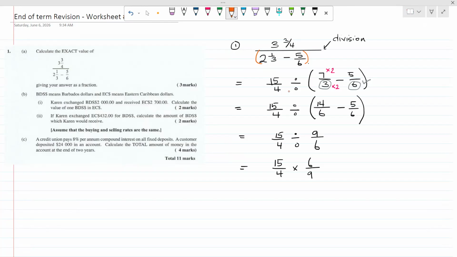Now I will decide to cancel. So I can cancel 4 and 6. 2 could go into both 4 and 6. So I'll get 2 here and 3 here. And I could use 3 here. 3 could go into 15 5 times, and 3 could go into 9 3 times. Now that I've done that, we could cancel one more time here. We could only cancel top and bottoms, not across. These 3's here could cancel off. I get 1, 1. That's going to leave me with 5 over 2, or we could write this as 2 and a half.